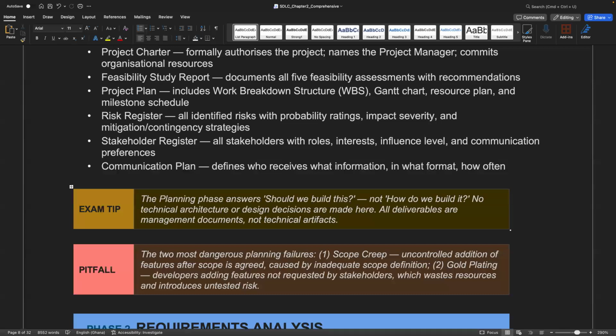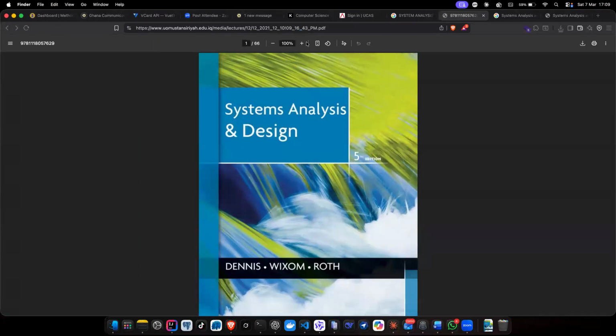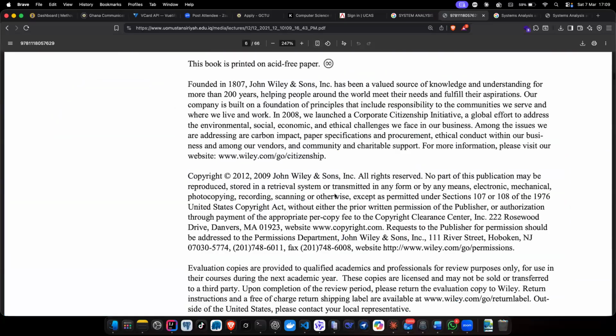So this is actually your first assignment. As I already told you, we are to build a school management system for GCTU. So yours is to provide the project charter, which contains the feasibility report, the project plan, the risk register, the stakeholder register, and the communication plan. I've shared a book here that will guide you. Whatever you don't understand, kindly draw my attention.